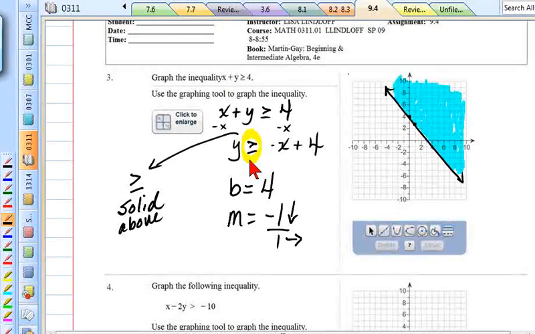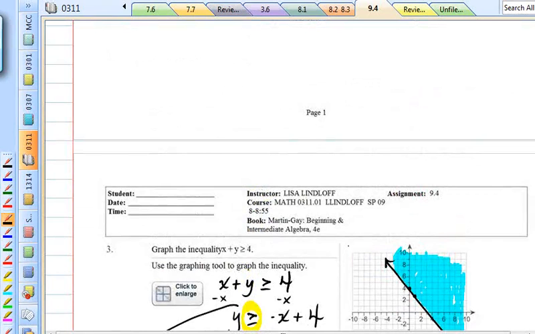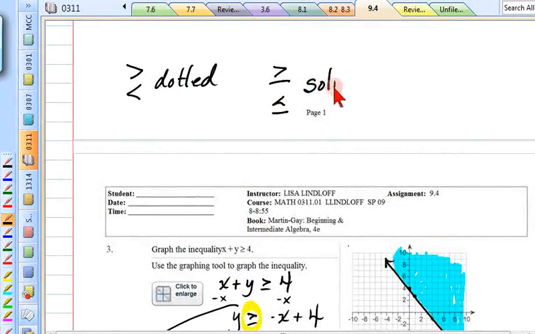And let's just write that down somewhere. Let's put it right up here. If we have a greater than or a less than, it's going to be dotted. Am I on the screen? Yes. If it is greater than or equal to, less than or equal to, it's going to be solid. Okay? And that information, once again, is on the back of your note sheet.